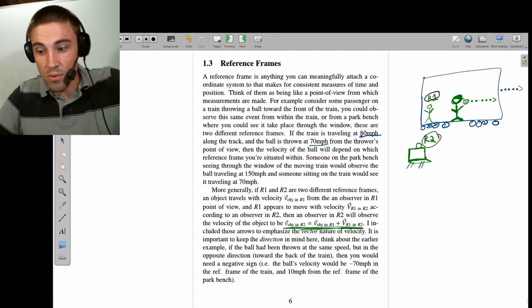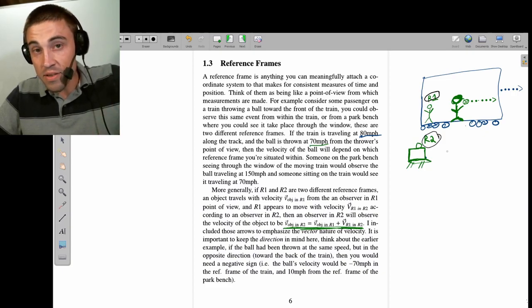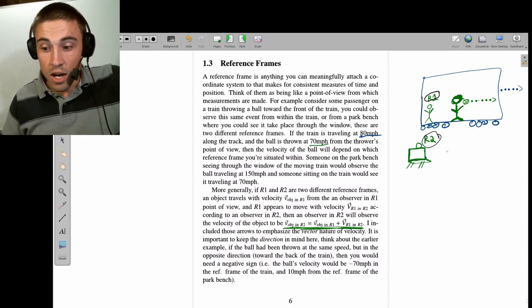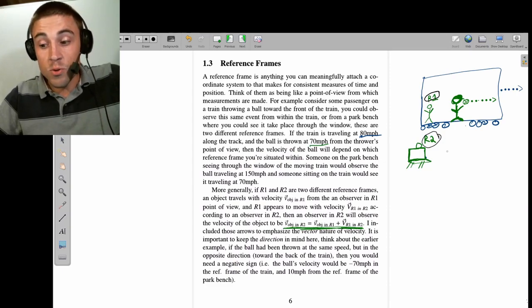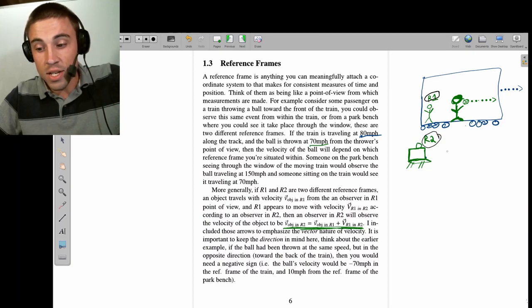He's sitting at rest relative to the train track. He's watching the train go by. So from the point of view of the guy in R2, the velocity of that ball is going to be the velocity of the ball within the train plus the velocity of the train. And from the point of view of the guy who's moving within the train, the velocity of the ball is just going to be the velocity of the ball with respect to the train.